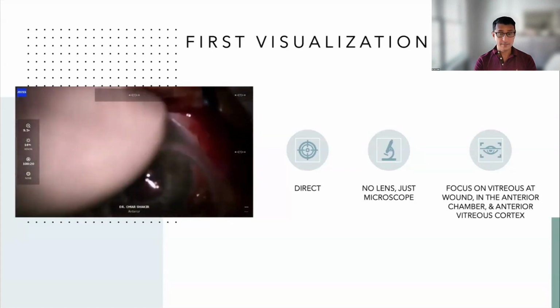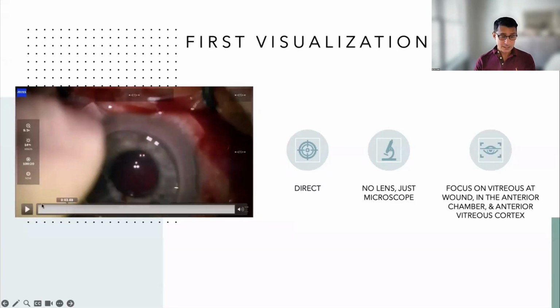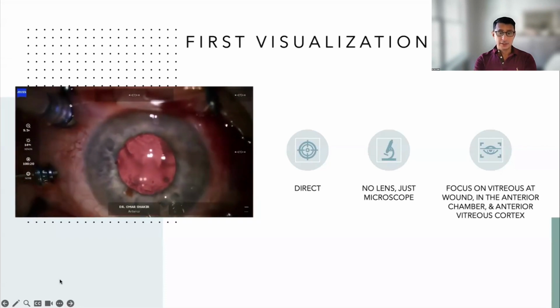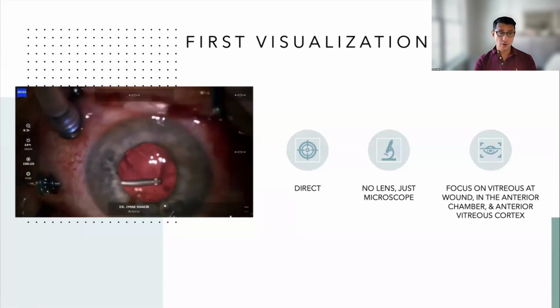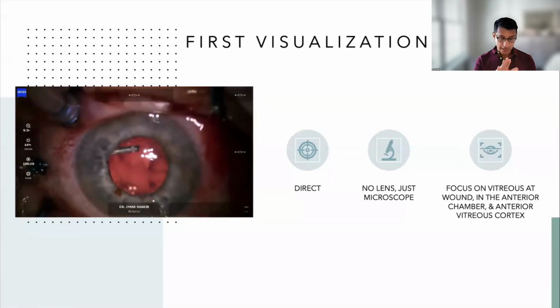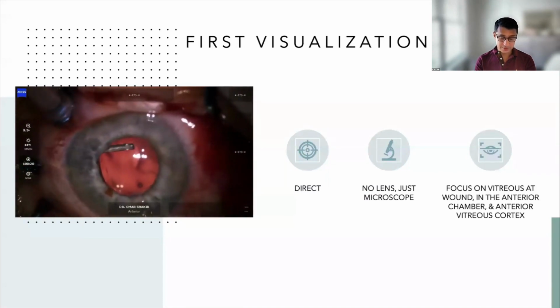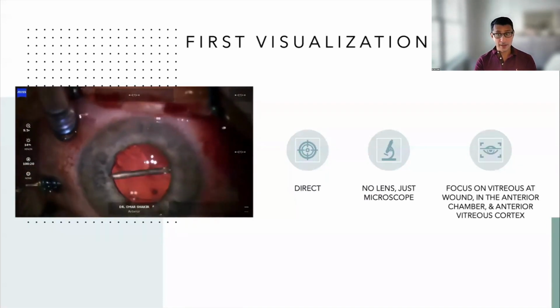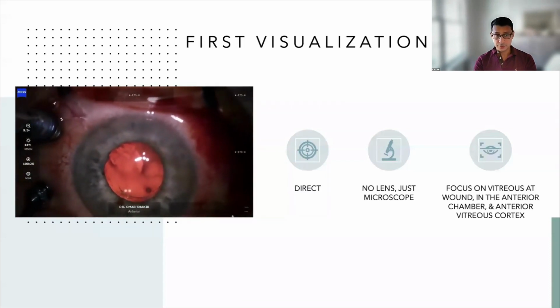So you can actually view quite a bit. You can definitely see your vitreous at the wound, if it's prolapsing out of the wound. You can definitely see if it's in the anterior chamber. And you can see into the anterior vitreous cortex. So if you focus with your pedal down through the iris plane, down past the capsule, and keep going deeper and deeper, you can view a good amount of vitreous. You can sometimes even get into the mid-vitreous, depending on your scope.